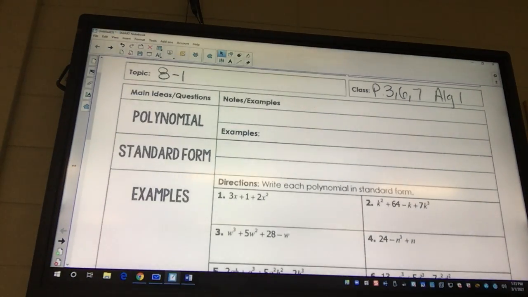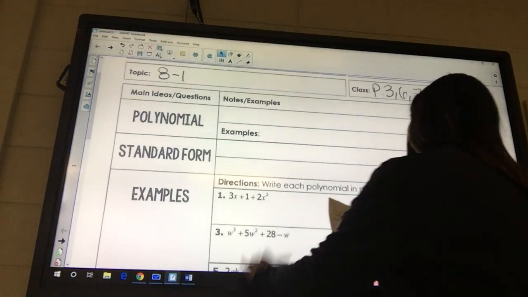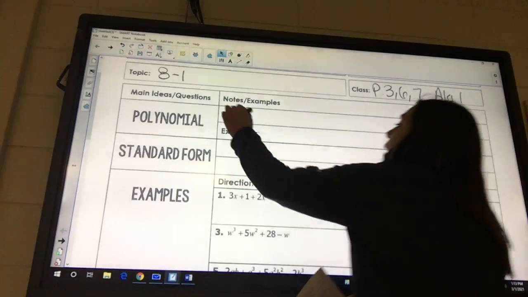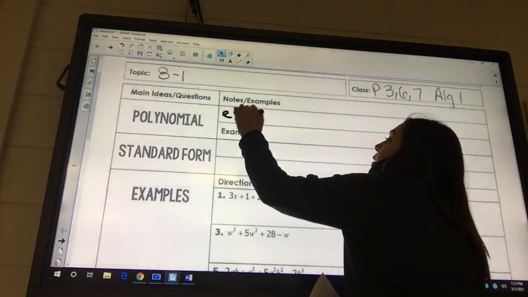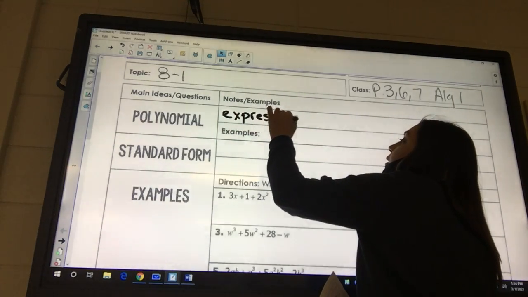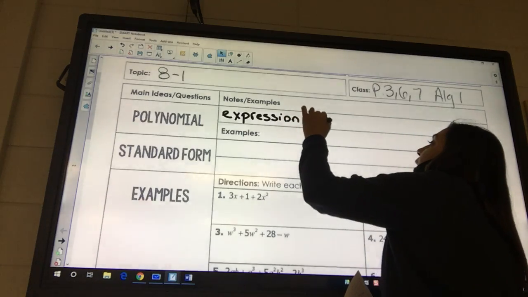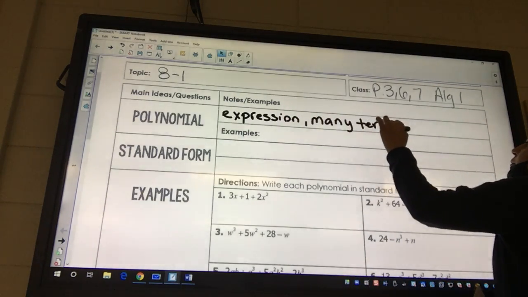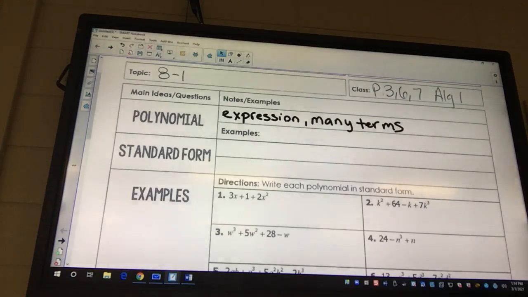All right. So, polynomial. A polynomial, and I'm going to read you the fancy way, and then we'll break it down a little bit. A polynomial is an expression consisting of many terms. Okay? So, we're going to say an expression that has many terms.